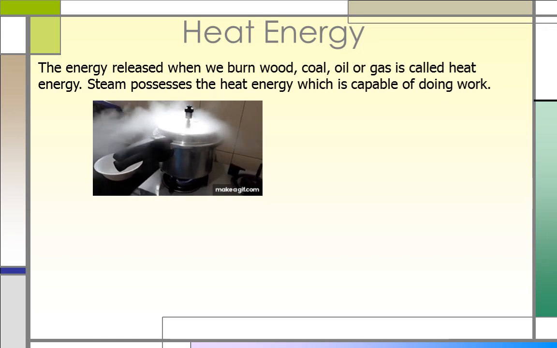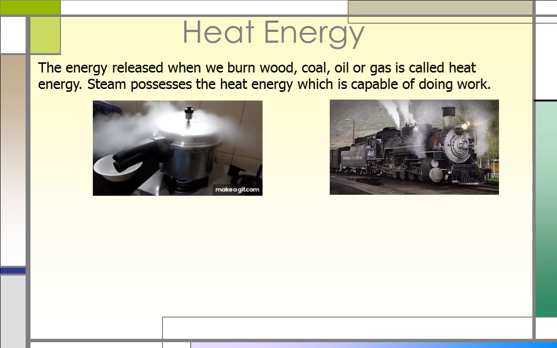In the thermoelectric powerhouses, it is the heat energy of burning coal which is used to raise steam, and the steam in turn runs the turbines of the generator and produces electric energy. Clear?